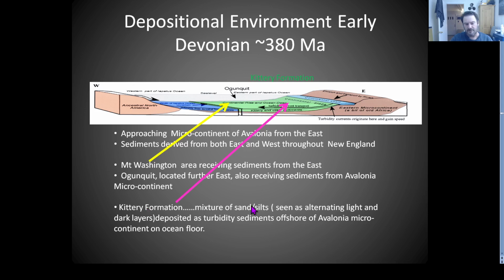And again, the Kittery Formation is a mixture of sands and silts, all seen as alternating light and dark layers deposited as turbidity sediments off the offshore Avalonia microcontinent on the ocean floor. So boom, that's how we made up the sediments that made up our area.